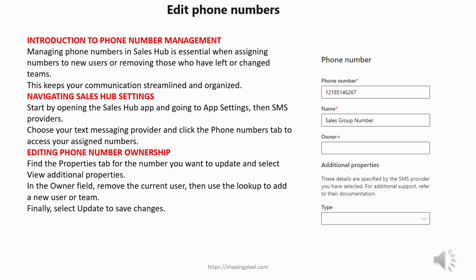Navigating Sales Hub settings. Start by opening the Sales Hub app and going to App Settings, then SMS Providers. Choose your text messaging provider and click the Phone Numbers tab to access your assigned numbers. Editing phone number ownership. Find the Properties tab for the number you want to update and select View Additional Properties. In the Owner field, remove the current user, then use the lookup to add a new user or team. Finally, select Update to save changes.